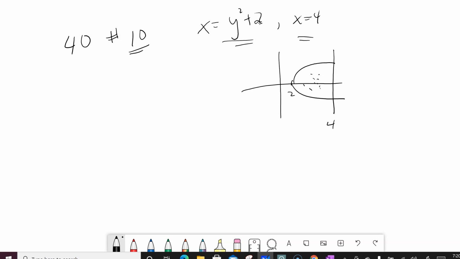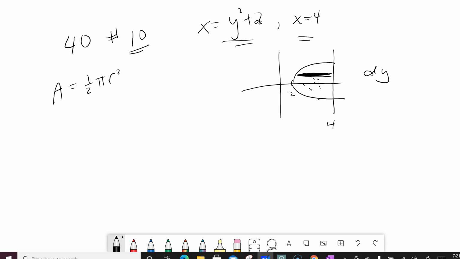Cross sections perpendicular to the y-axis means this way. It means you have to do dy integration, which we kind of want to, because otherwise we'd have the same function top and bottom. So what's the shape? The shape is a semicircle. So that's 1/2 pi r squared.